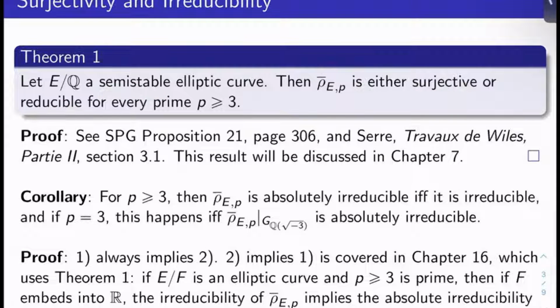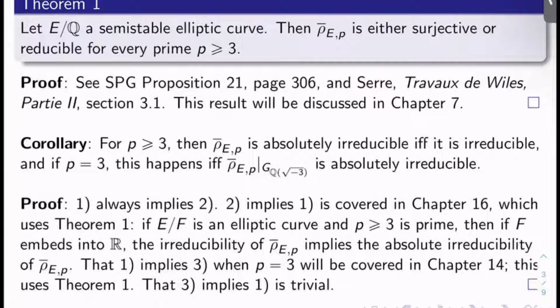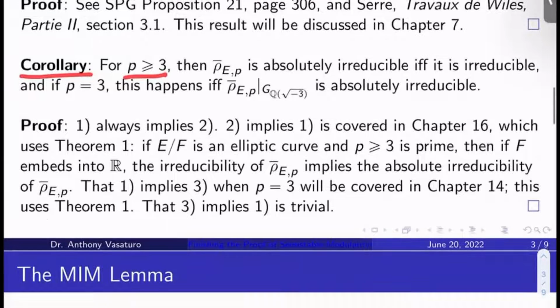Again, the key word here is the open image theorem of Serre. What we're concerned with is a corollary to this theorem, which says if P is a prime at least 3, then rho bar E,P is absolutely irreducible if and only if it's irreducible. And if P equals 3, then either one of these happen if and only if rho bar E,P restricted to the Galois group of Q adjoined root -3 is absolutely irreducible. And you remember this was a key part of condition D of modularity lifting from a few videos ago.